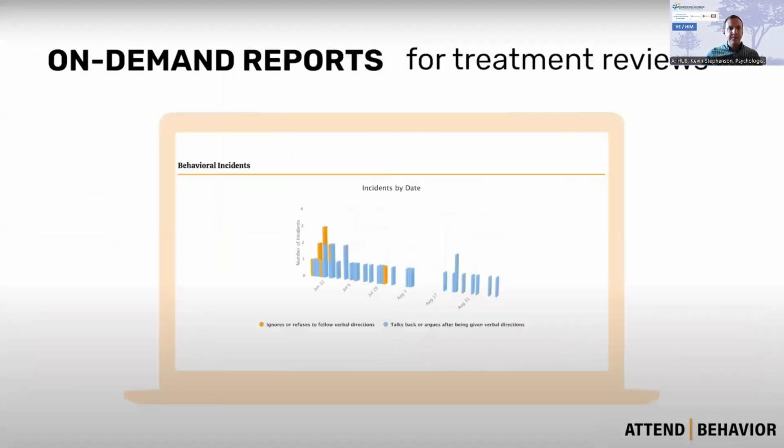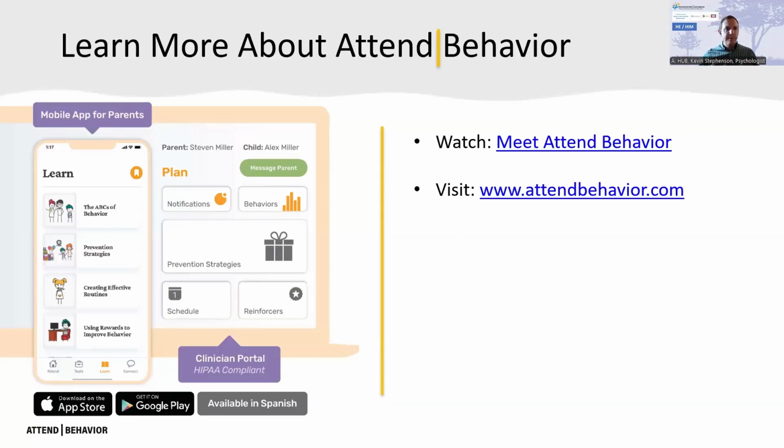Next slide. And then there are reports or graphs that you can see to chart progress over time to see what kinds of behaviors are happening. You can get some better understanding of what's happening in what context. And so the visualization can also be helpful. Next slide. So here's some places to learn more about that app.